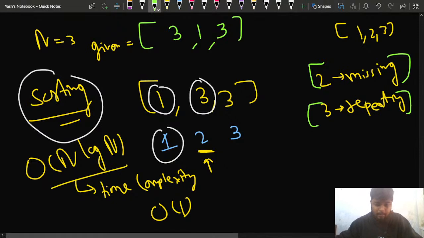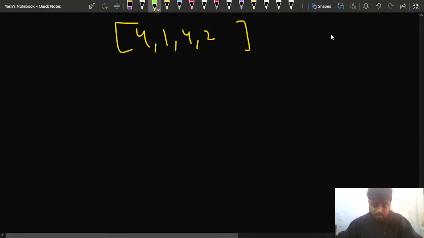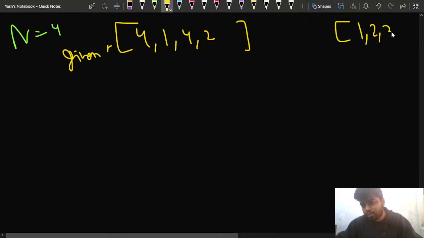Now for this problem, another thing that I can do, a very popular thing, is to expand the array size. Let's say I have 1, 2, 2, 4, something like this. Let me shuffle it a little so that it looks more randomized. For this array, the n value is 4. This array is given, and what I expected was the array should have been 1 2 3 and 4.